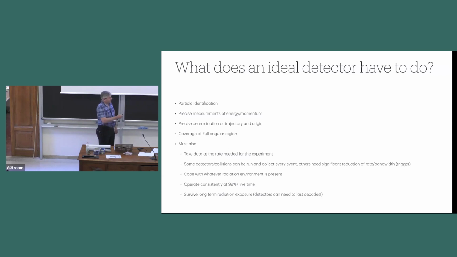On top of that, we have to take data at the rate needed for the experiment. Some detectors and collisions can be run and collect every single event that occurs, but others need significant reduction of the rate or bandwidth and need something called a trigger in order to select the events that we're most interested in. We have to be able to cope with whatever radiation environment is present. We have to operate over a very long period of time. In particular, some of these detectors will be run for decades, and we want to operate at the highest lifetime possible.